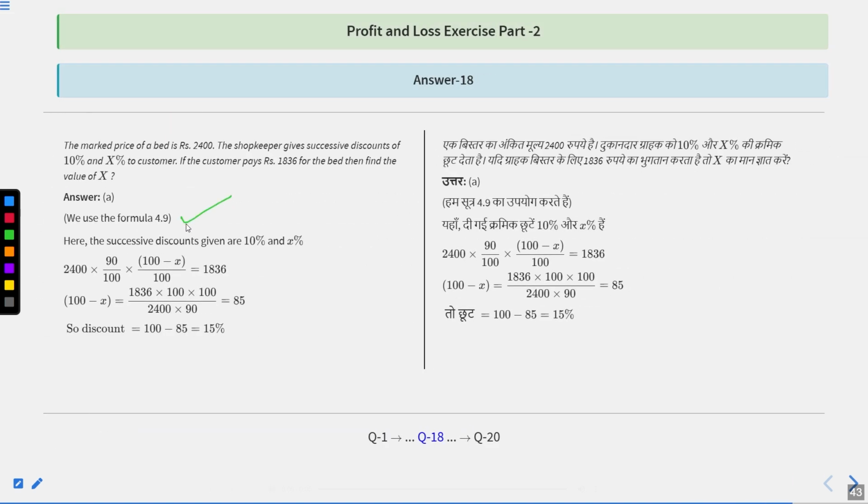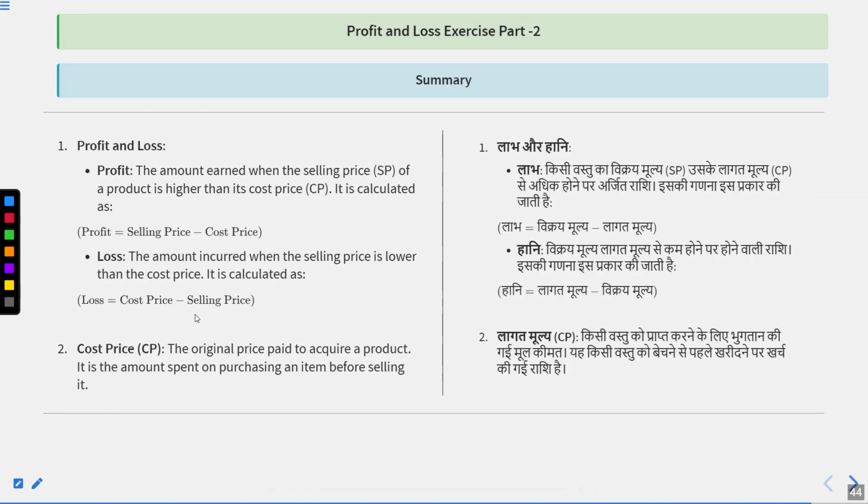We use formula 4.9. Here the successive discounts given are 10% and X%. So we can write it as 2400 multiplying by 90 upon 100, multiplying by 100 minus X upon 100, which equals 1836. Clear? After the two successive discounts, the customer pays 1836. So we apply two successive discounts and equate with the amount the customer pays. When we calculate it, we get X equals 15%. Now summarizing today's lecture.